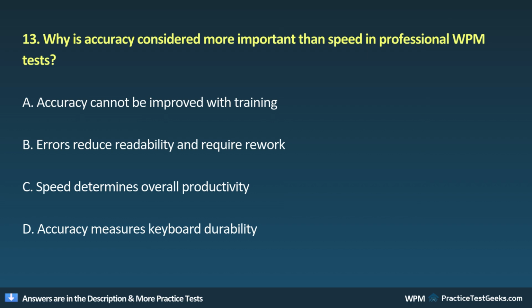13. Why is accuracy considered more important than speed in professional WPM tests? A. Accuracy cannot be improved with training. B. Errors reduce readability and require rework. C. Speed determines overall productivity. D. Accuracy measures keyboard durability.